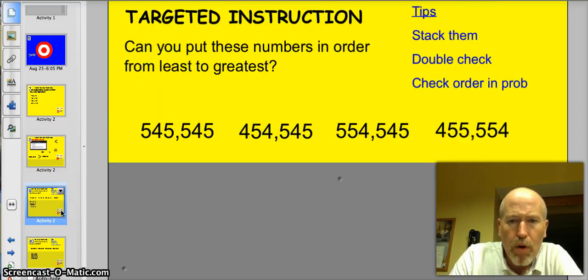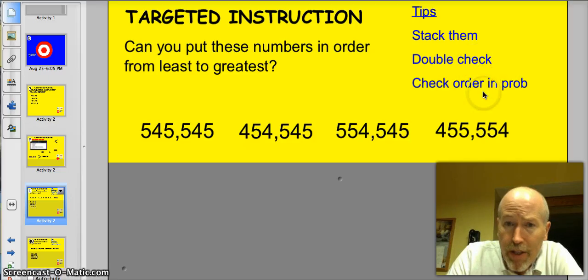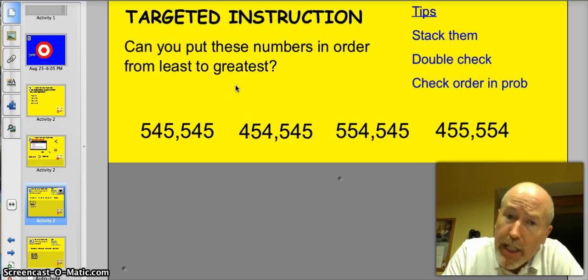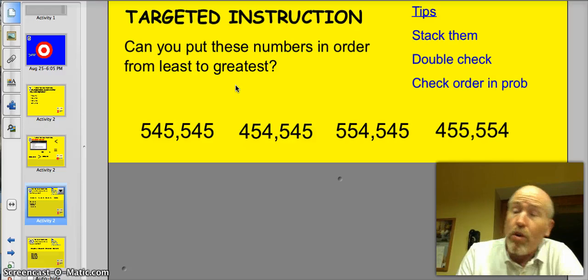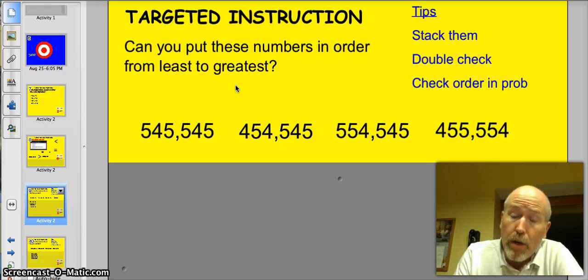Too bad I haven't got a little remote. Wait, I can tap my pad here. All right, here are my tips then that I gave you. Try stacking them, double check your answer, and then always check over here to see that you're putting them in the correct order from largest to smallest, least to greatest, whatever they're asking you for.